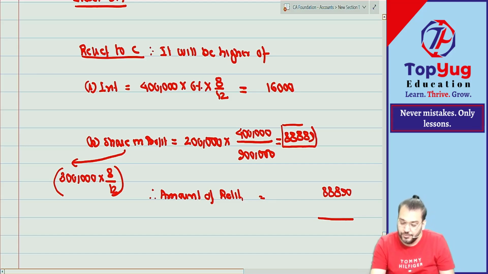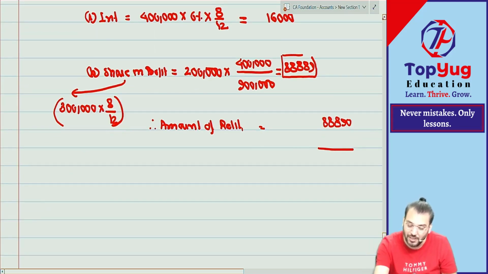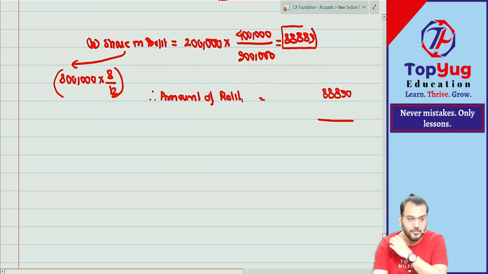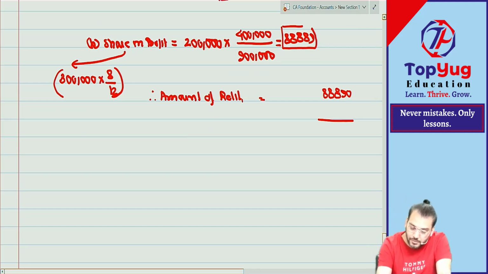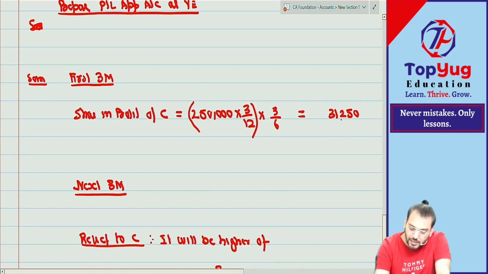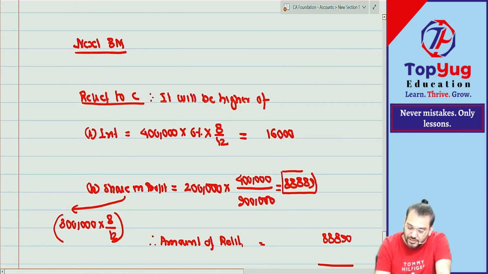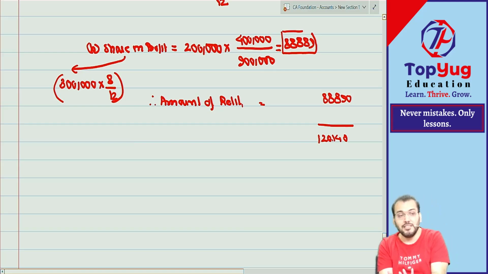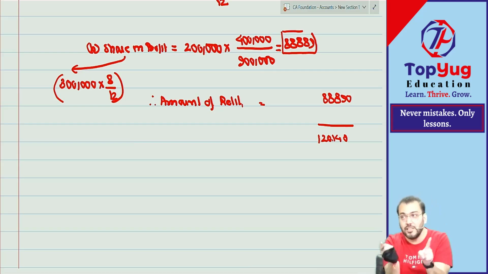What is the total of this? Total of this means what? Total of 3 month and 8 month. How much? 31,250 plus this 1,20,140. So can you say this much profit is allocated to C? So out of 3 lakh, this much belong to C. So balance belong to A and B.